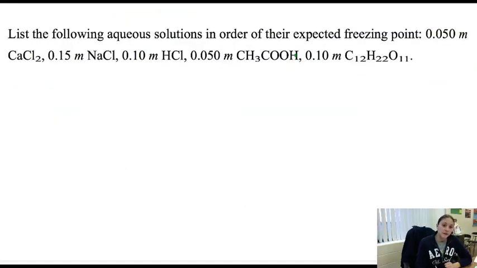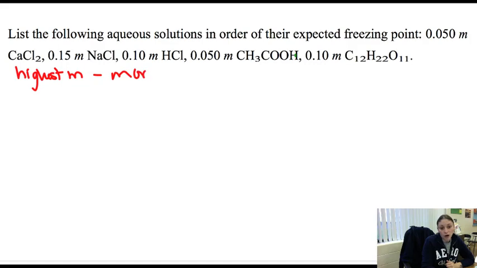Another one here, it says list the following aqueous solutions in order of their expected freezing point, and they have named molalities and what they are. So remember, look at the highest molality, because that means I'm going to have the most of my solute, but you've also got to look at the amount of ions. If you have more ions, you're going to have a higher molality. So you've got to know what kind of bonds you've got going on.